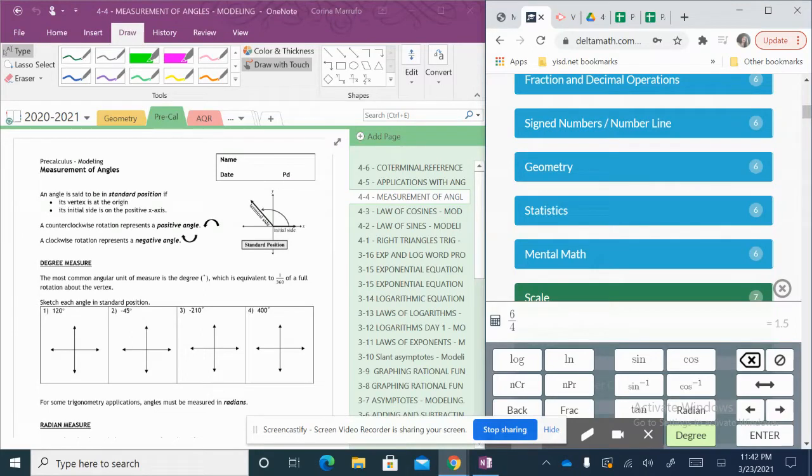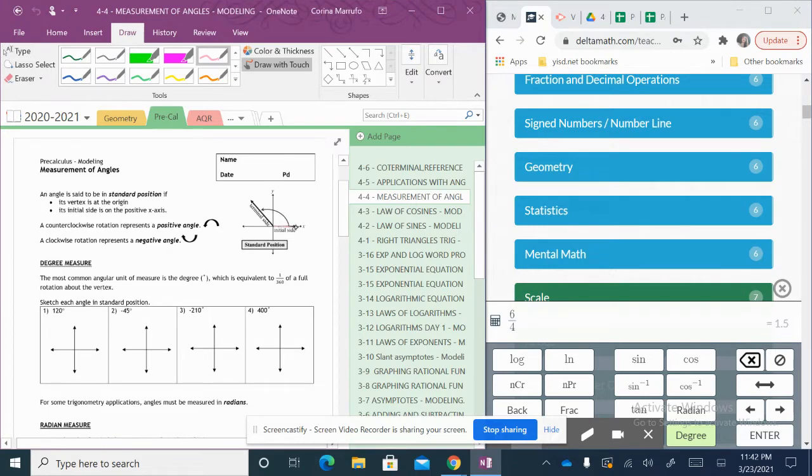All right, so the next topic that we're going to be covering is measurements of angles. An angle is said to be in standard position if its vertex is at the origin, its initial side is on the positive x-axis, a counterclockwise rotation represents a positive angle, and a clockwise rotation represents a negative angle. Okay, so that seems kind of like a lot. So pretty much we're just putting angles on top of a coordinate plane.